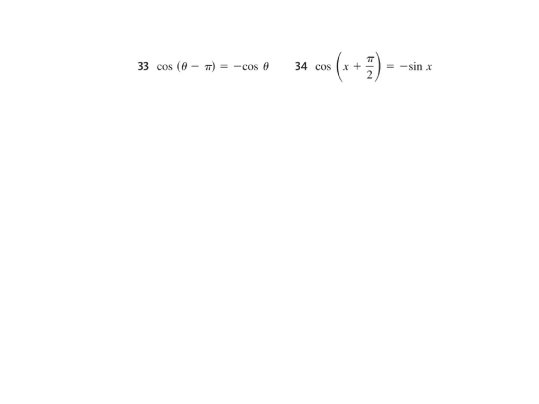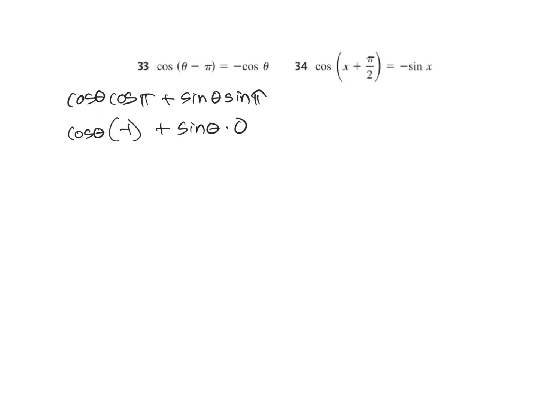Negative, the subtraction of cosines. So it is cosine theta times cosine of pi plus sine of theta sine pi. All right, so cosine of theta we don't know. Cosine of pi is -1. Sine of theta we don't know. The sine at pi is 0. So that's gone, and this makes this negative cosine of theta.